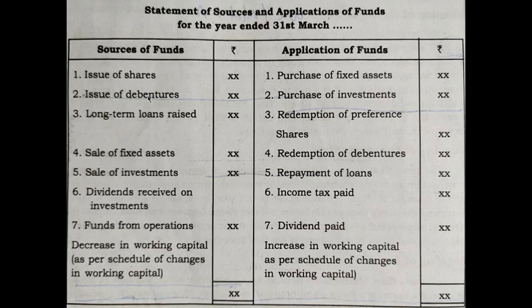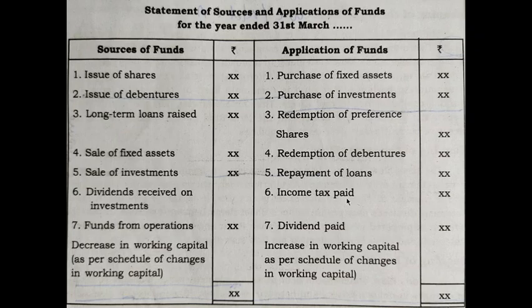See, here it was issue of shares, issue of debentures. Here it is redemption of preference shares, redemption of debentures. Next, repayment of loan. You are paying back loans. When you pay back your loans, you have to spend your cash. So whenever there is a decrease in cash, it is an application of fund.